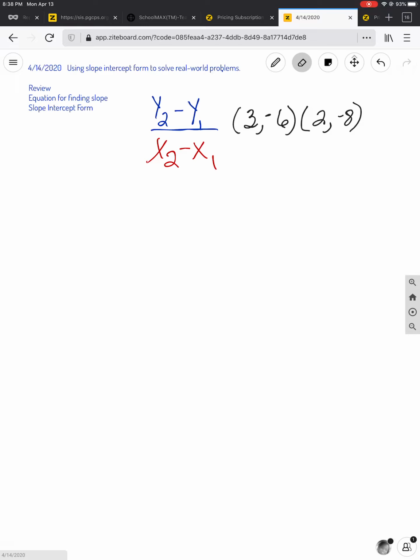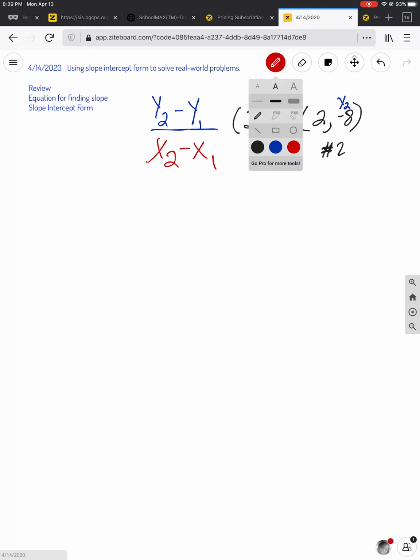I'm going to say that this is ordered pair number 1 and this is ordered pair number 2. Okay? So this is number 1, this is number 2. What that means is when I'm dealing with my y values, using blue to represent, that means that this is y2 because it's the y value in my second ordered pair, and this is y1 because it's my y value in my first ordered pair.